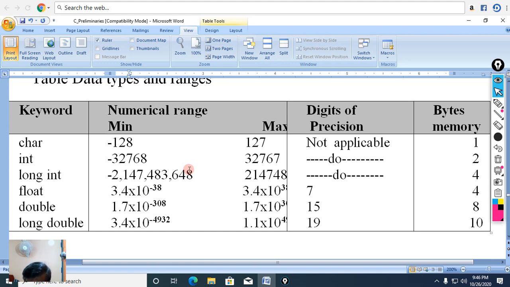So it is in the hands of the programmer to declare the variable appropriately.